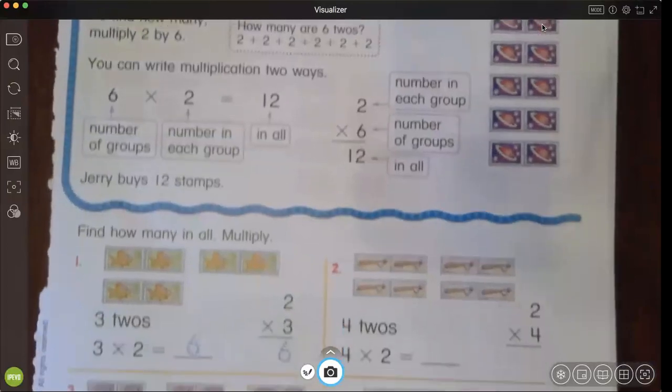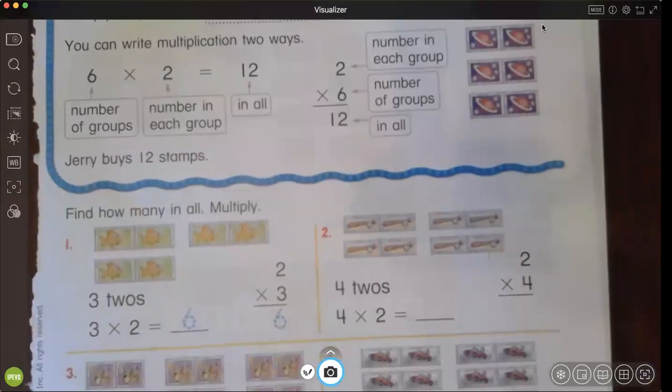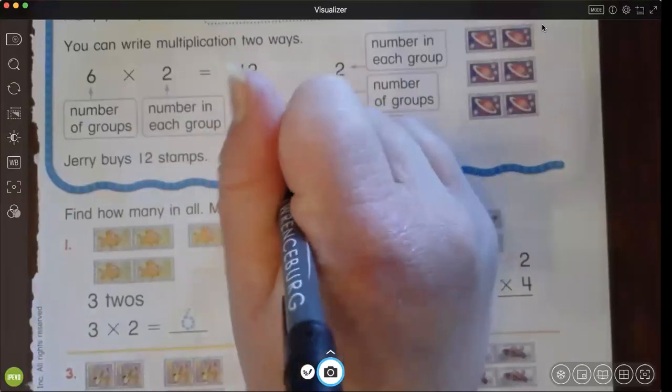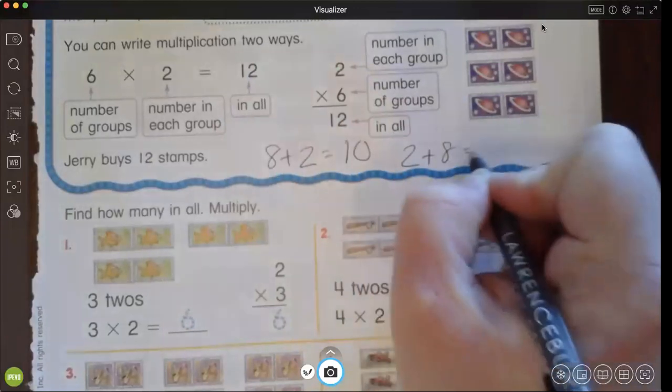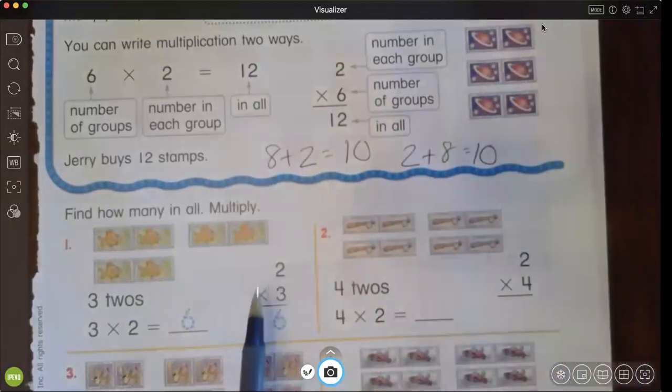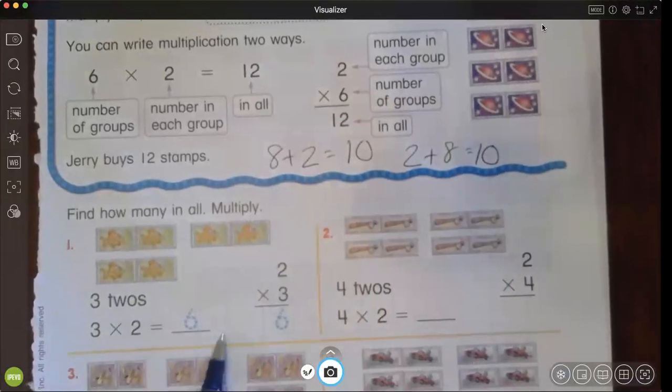Okay? And then, let's see, number 1 is done for you, but we're going to go over it. 3 2s. So that's like saying 2 plus 2 plus 2. Okay? Or you could do 3 plus 3. Okay? So we have 3 times 2 equals 6. And just like addition, when we have 8 plus 2 equals 10, okay? 2 plus 8 also equals 10, right? Okay, it's the same with multiplication. So you can flip multiplication and you'll get the same answer. So 3 times 2 is 6, but 2 times 3 is also 6, okay?